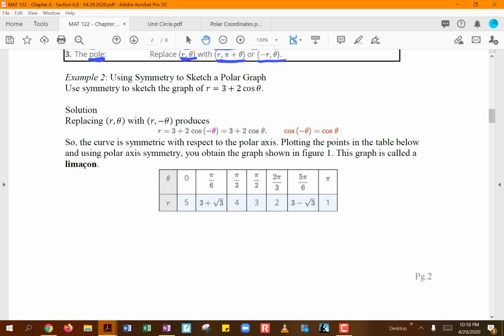So they're asking us to use the symmetry to sketch the graph of r equals 3 plus 2 times cosine theta. Here we are taking the original r and theta and replacing it with r and negative theta. So the r value stays the same, but the theta becomes negative. If you take 3 plus 2 times cosine of negative theta, you actually get the same thing as your original equation, and that's because the cosine function is an even function.